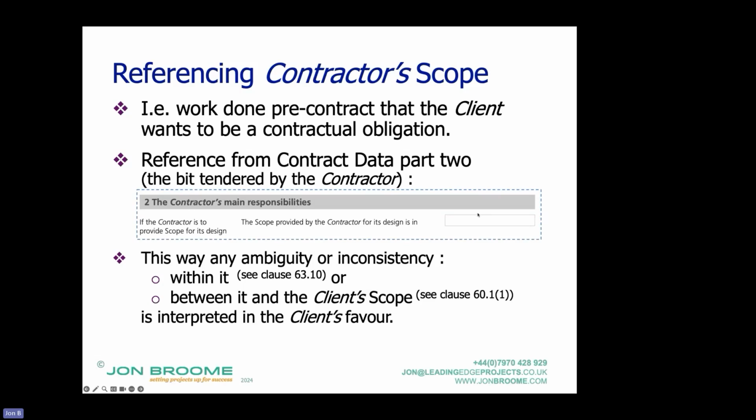If it's referenced from contract data part 2, then the contractor becomes liable for any ambiguity or inconsistency within what they've produced and between it and the client scope. And that's a big change from the default law position of offer and acceptance. So under JCT and I think FIDIC, the default position is as per contract law, as in I'm a contractor, I've done some design, it's part of my offer together with the price. You accept my offer, you accept that design.